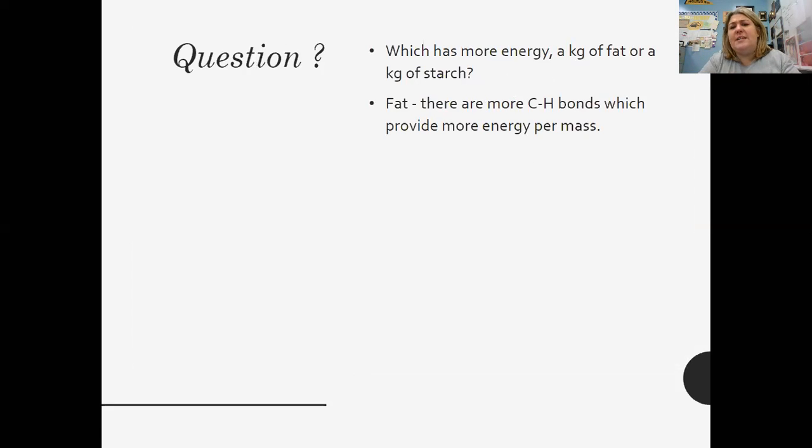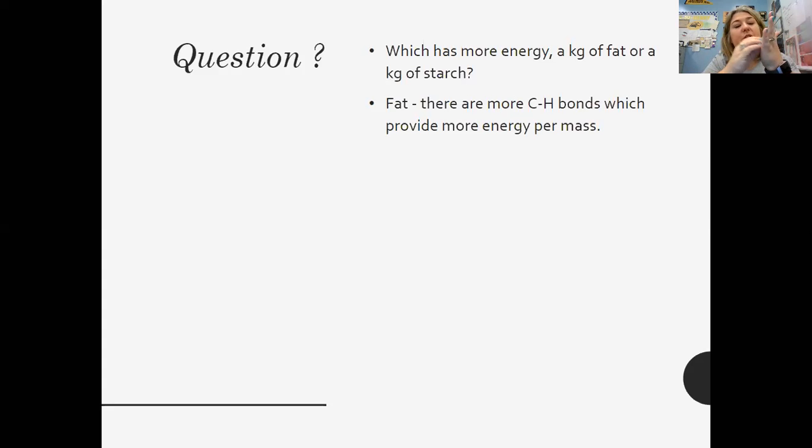One question that I always like to ask people: we know that fat is an energy source and starch is an energy source. So which one gives us more energy? And it's actually fat. Fats have more carbon-hydrogen bonds per mass, which means that you get more energy from fats.